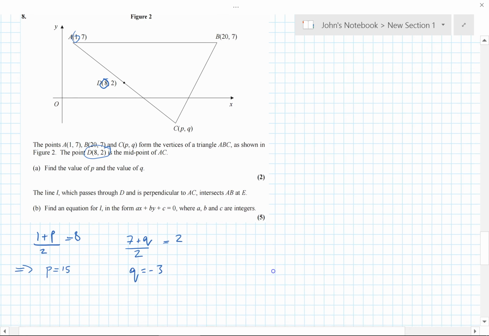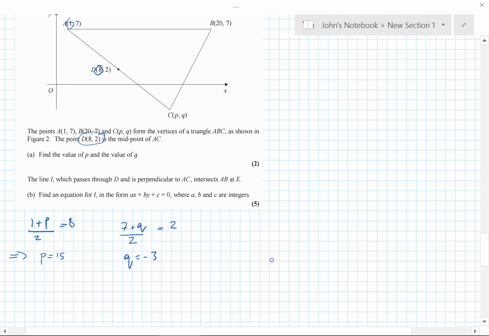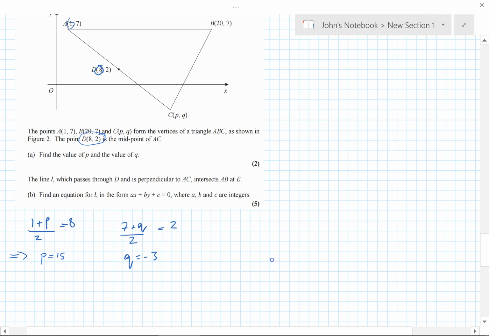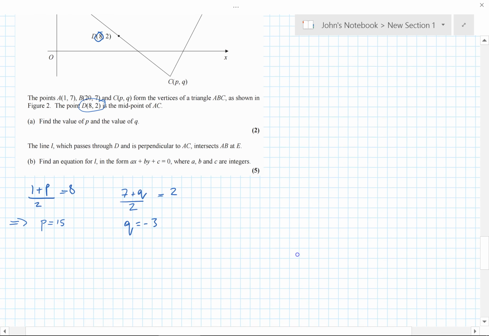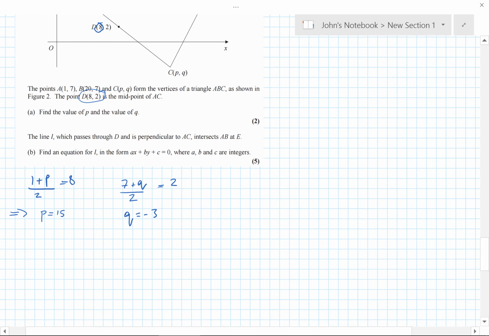Okay, just haven't bothered with doing any algebra there, and some people might do that in their head, which for a 2-mark question you'd get away with just writing this, to be honest. When it's more than 2 marks, you probably want more justification.